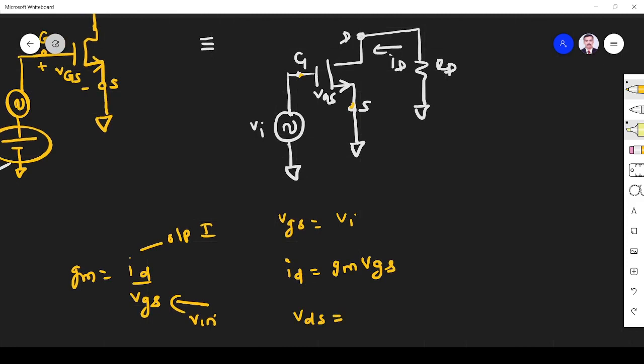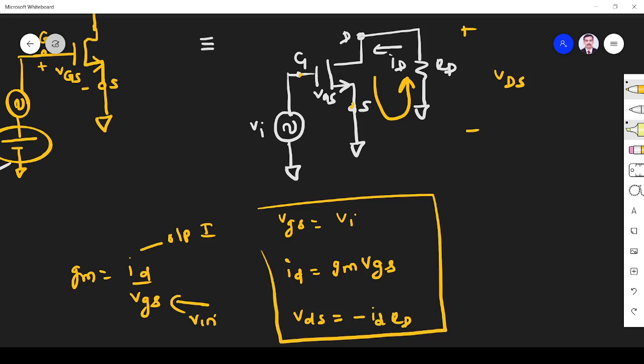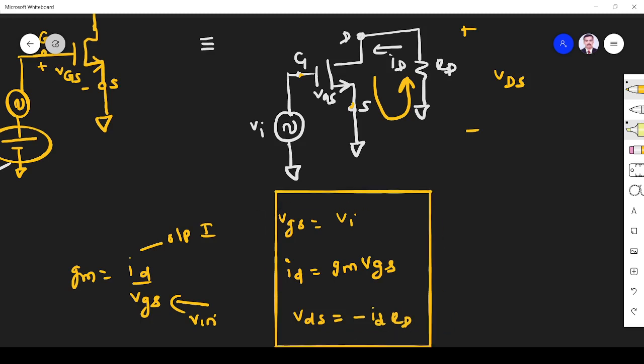What is vgs? It is vds. So vds is nothing but, this current is going like this. This is vds, but id flows like this. So vds is equal to minus id RD. All are small AC parameters, so I used small letters. Everything is small, so all currents and voltages are small.